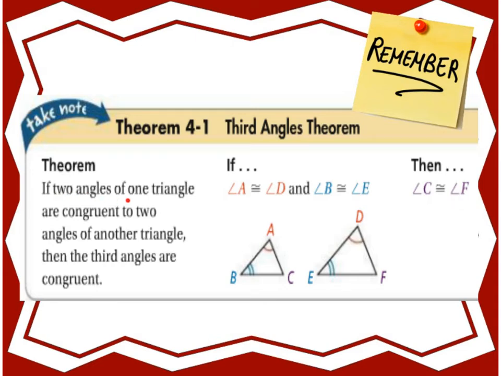So if two angles of one triangle are congruent to two angles of another triangle, then those third angles are congruent. We call it the third angle theorem. If we're doing a proof, that's actually what we write, the third angle theorem. That's kind of our shortcut. We don't have to write it all out.